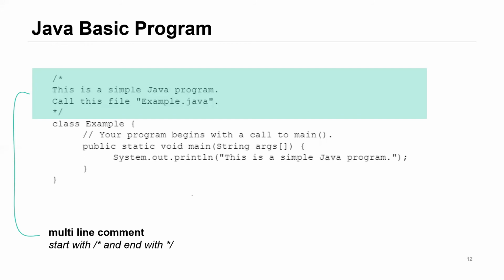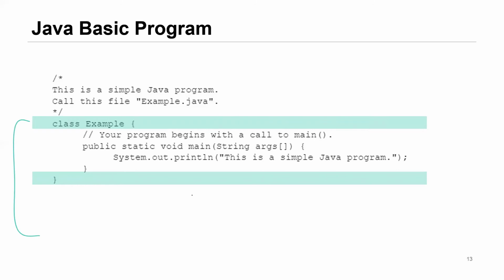Next, a simple Java program. This is a Java basic program. The highlighted code is a multi-line comment. Multi-line comments in Java start with forward slash asterisk and end with asterisk forward slash. You can comment multiple lines just by placing them between those. It is a part of your code that will be ignored by the Java compiler. It serves as a guide or for your documentation, and you can write what your code is for here.